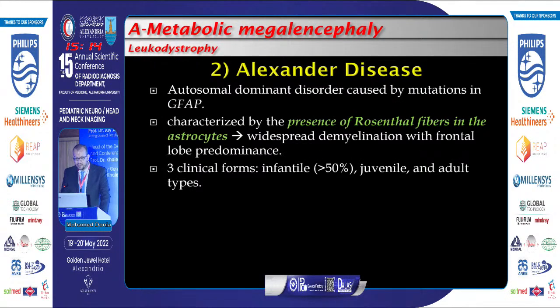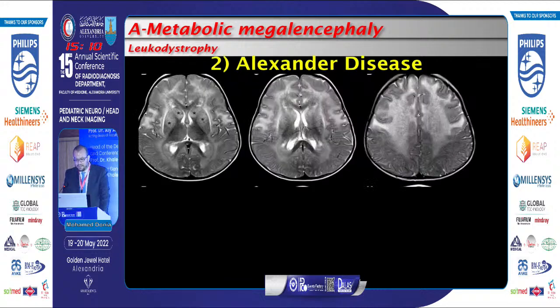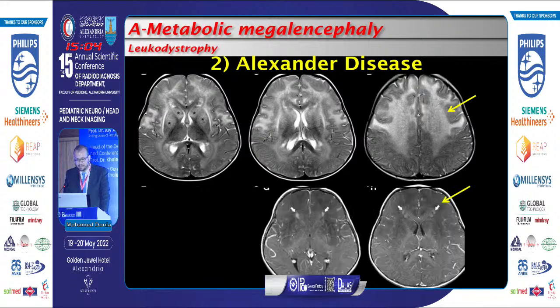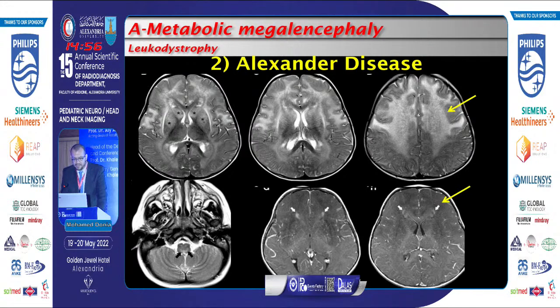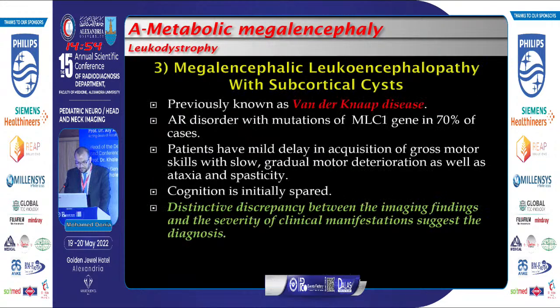Alexander disease is characterized by presence of Rosenthal fibers in the astrocytes, white matter involvement with frontal predominance with posterior progression, involvement of the external and extreme capsules, periventricular enhancement, caps of periventricular enhancement around the frontal horns, and signal abnormalities in the medulla.